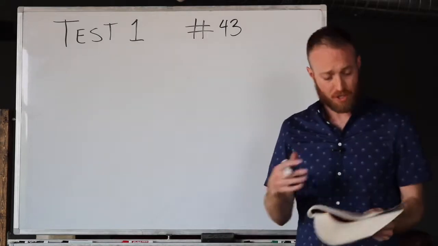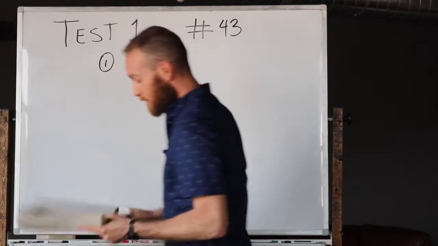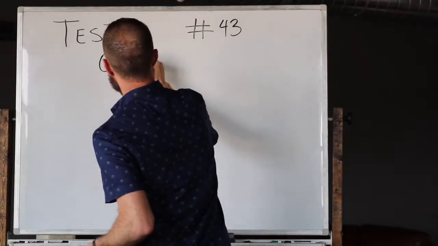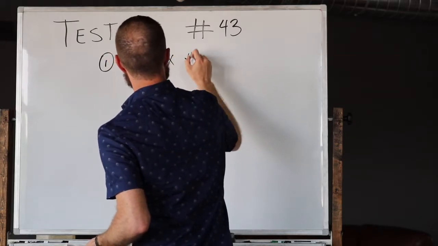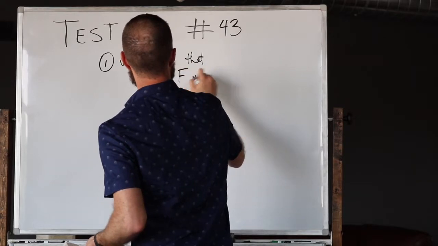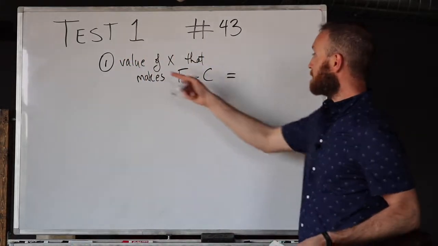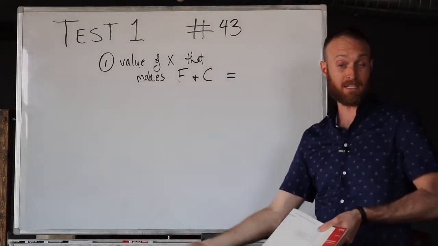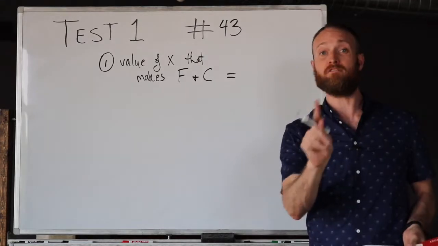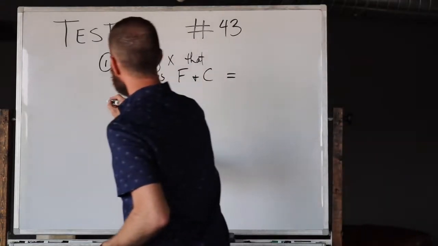So we're trying to find, first and foremost, word problem strategy. We want to know what is the value of x that makes f and c equal to each other, all right? So the value of x that makes the Fahrenheit temperature and the Celsius temperature equal to each other. And they tell us that there's only one value of x that will work. And our job is to find it. Okay? So what do we know?